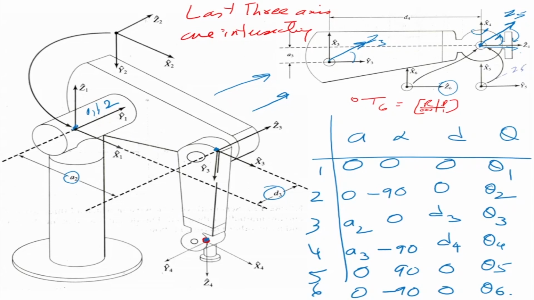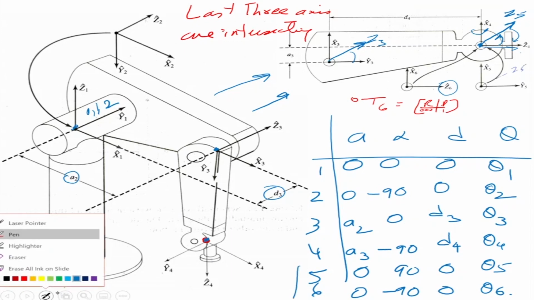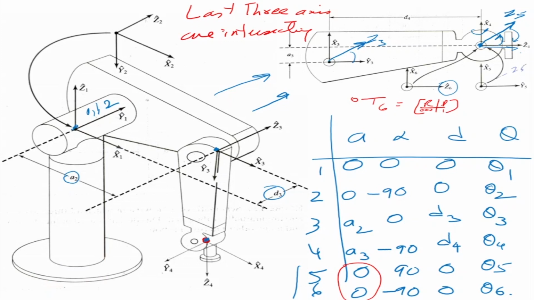Okay. So because the origins of 4, 5 and 6 are the same point, there is no change in terms of A or D after this point. So if you look here, your A and your D are 0, and the only variables are theta 5 and theta 6, and this is happening because those three axes are intersecting at a point. So the last three axes intersecting at a point is the reason why it has this structure.